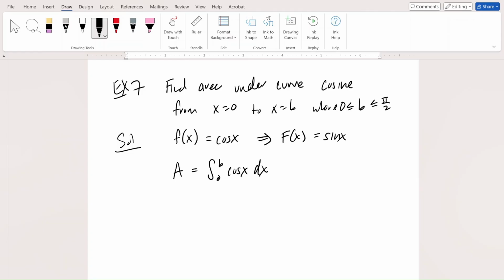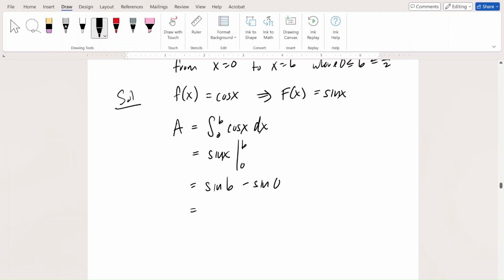Because we're integrating from 0 to b, that's our key point. And so what's the antiderivative of cosine? That is sine of x. And where are you going to evaluate it? At 0 and b. And then we're going to take the upper limit, plug that in. So sine of b minus sine of my lower limit, 0, plugged in. And what is sine of 0? Sine of 0 is 0, so then I'm just left with sine of b.